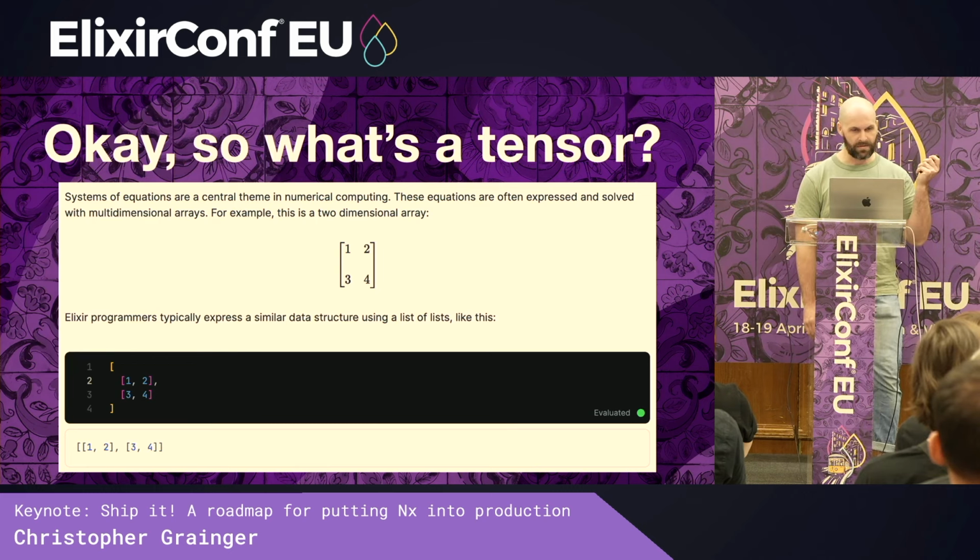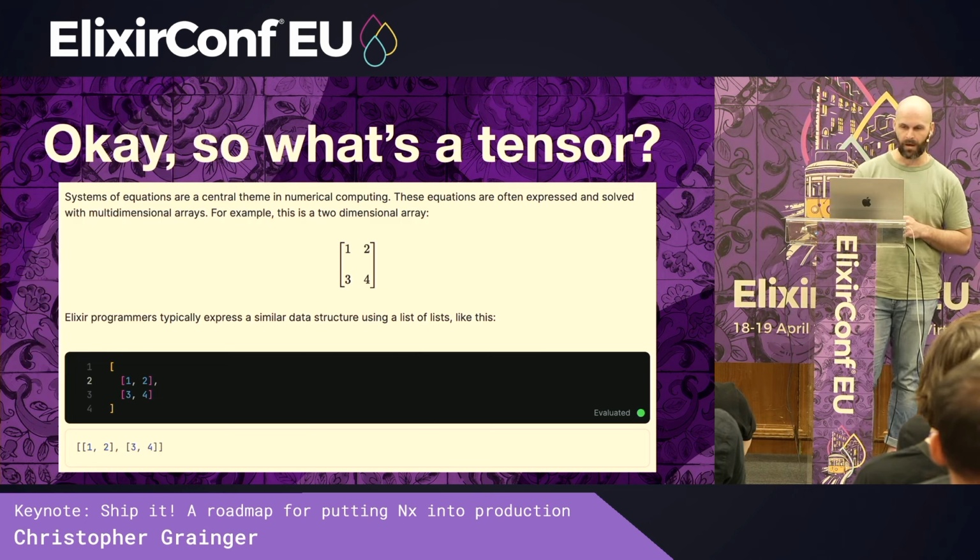Systems of equations are a central theme in numerical computing. They're often expressed and solved with multidimensional arrays, the tensors that we were talking about before. This is what a two-dimensional array might look like, and this is how you might represent it in Elixir. So you might have a list of lists, right?